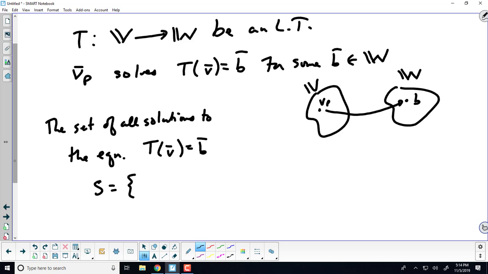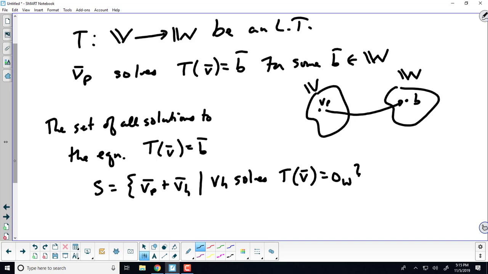S is equal to V of P, that one solution, plus VH, such that VH solves T of V equals specifically the 0 vector, 0 vector in W. So by finding all homogeneous solutions, you then take any combination of your particular solution plus one of the homogeneous solutions, and you've got all solutions to this mapping.